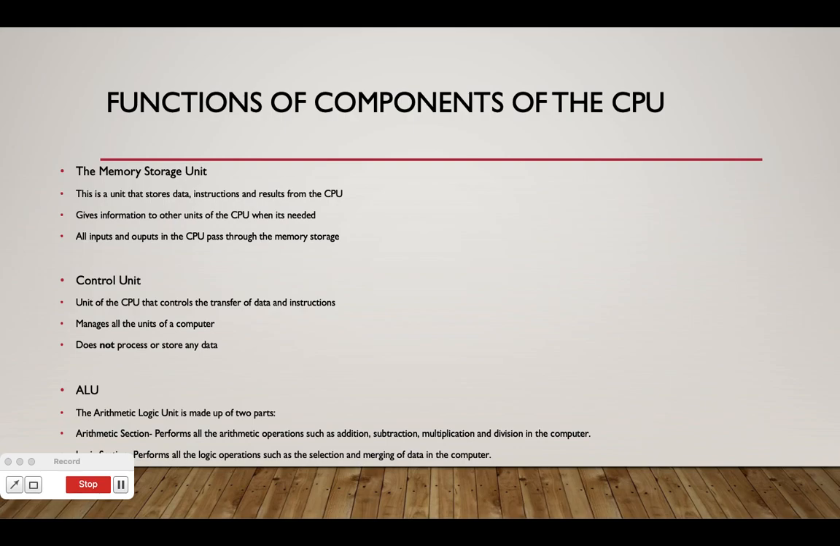So what are the functions of the different components of the CPU? The memory storage unit is a unit that stores data, instructions, and results from the CPU, and it gives information to the other units of the CPU as needed. And then all the inputs and outputs in the CPU pass through this. The control unit controls the transfer of data and instructions, and it manages all the units of a computer, but it does not process or store any data.